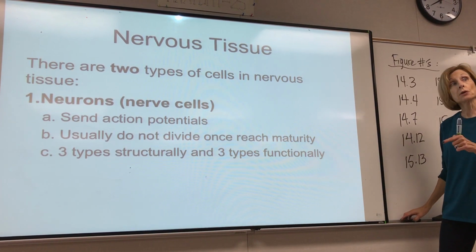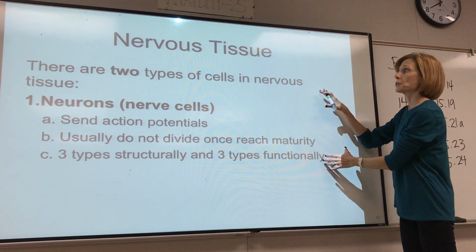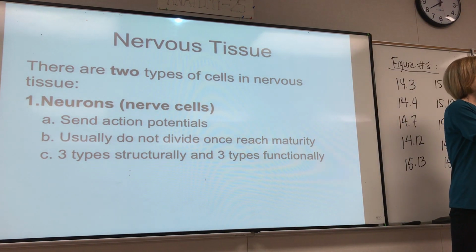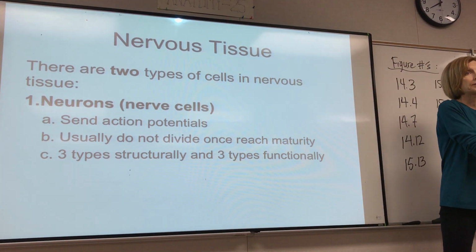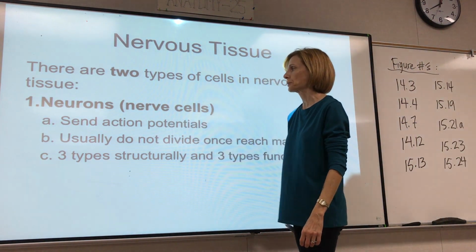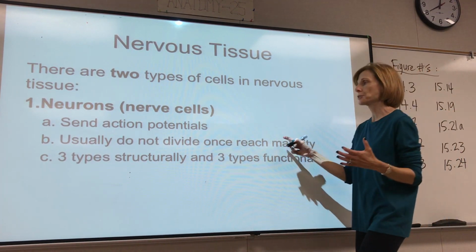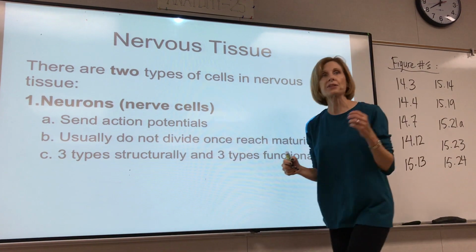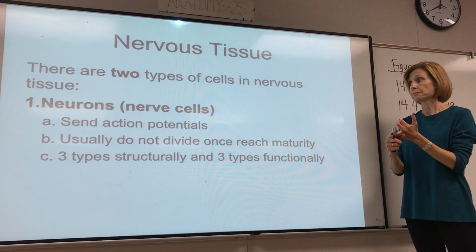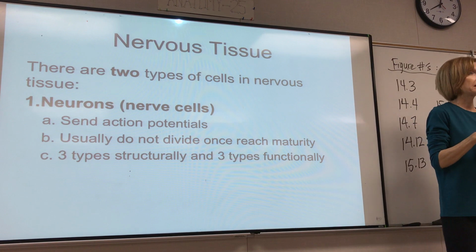Okay, so nervous tissue. Nervous tissue, of course, is in the nervous system. In nervous tissue, we have two types of cells, neurons and then the supporting cells, which are called neuroglia, and we'll talk about those later. Okay, so we're going to talk first about neurons, also sometimes called nerve cells. Now we know these send electrical signals that are called action potentials. Remember that the only cells in the body that can do this are neurons and muscle cells. So this is a really important function of neurons. This is actually how neurons communicate with each other.